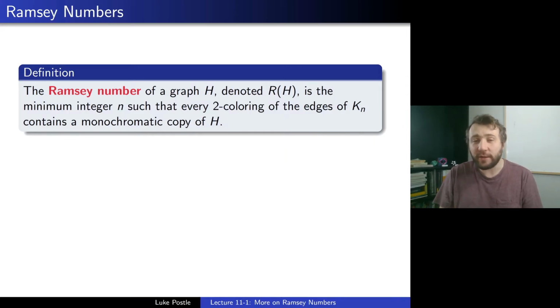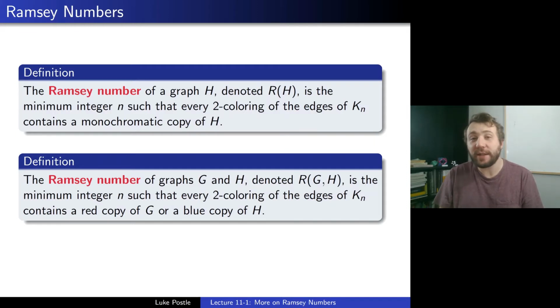More generally, we'll define the Ramsey number of graphs G and H, denoted R(G,H), as the minimum integer n such that every two coloring of the edges of K_n, and here we'll think of the colors as red and blue, contains either a red copy of G or a blue copy of H. So what if we wanted to break the symmetry and find G in the red edges and H in the blue edges? Then we have R(G,H). And as cliques are fundamental to Ramsey numbers, we'll define R(k) to be R(K_k, K_k) and R(k,l) to be R(K_k, K_l).